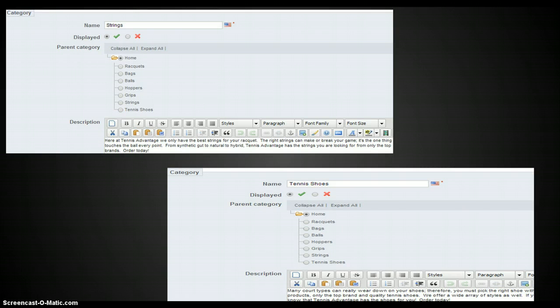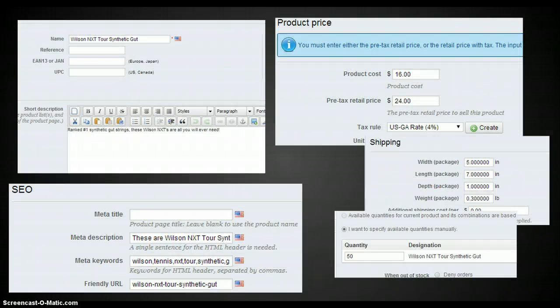All right, here's my categories. First category I did this week was strings, tennis strings. Second was tennis shoes, like actual tennis shoes, not just ones you wear on a daily basis. Here's my first product. These are some synthetic gut by Wilson called Next. As you can see, here's my SEOs, price is 24, shipping information, as well as my quantity.